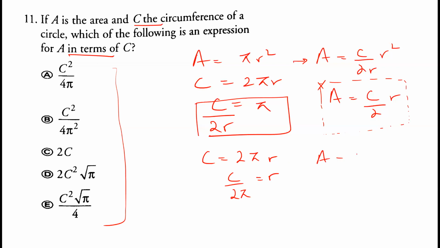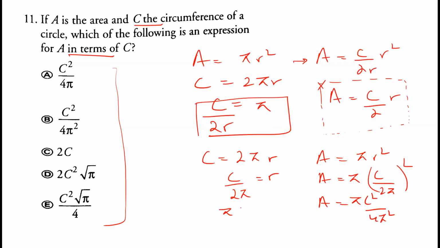So area equals pi r square. So area equals pi times C over 2 pi squared. So area equals pi C square over 4 pi square. So pi and pi cancel out. So we have C square over 4 pi. So C square over 4 pi is option A.